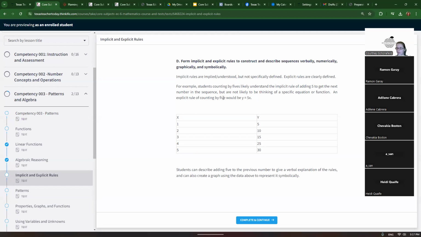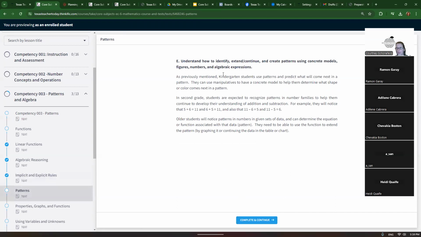An explicit rule of counting by 5s would be y equals 5x. So this is y equals 5x because x is 1, so 5 times 1 is 5, 5 times 2 is 10, 5 times 3 is 15. So that's the explicit rule. The implicit rule is adding by 5s. Students can describe adding 5 to the previous number to give a verbal explanation of the rules and can also create a graph. So they could graph this.